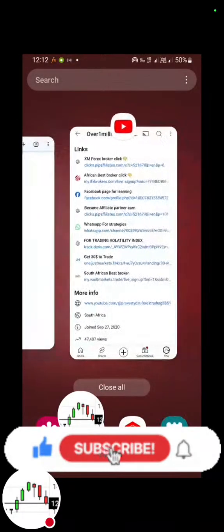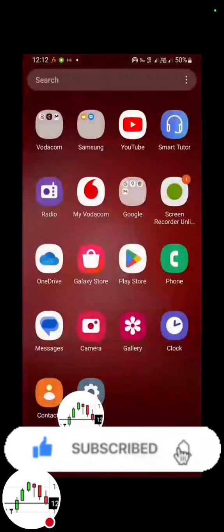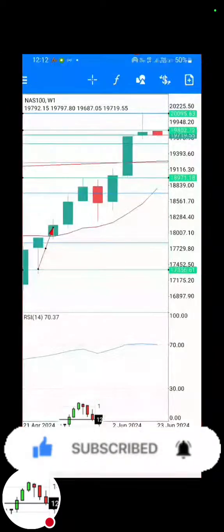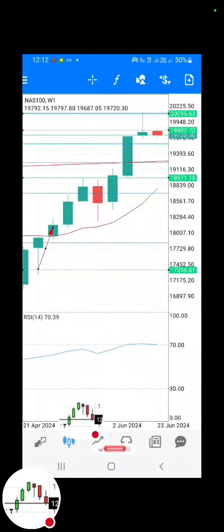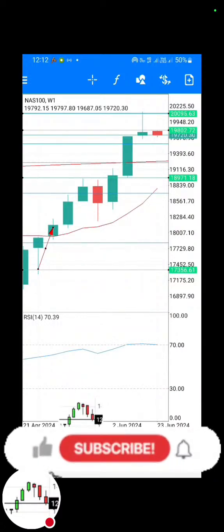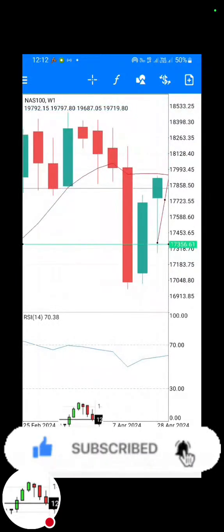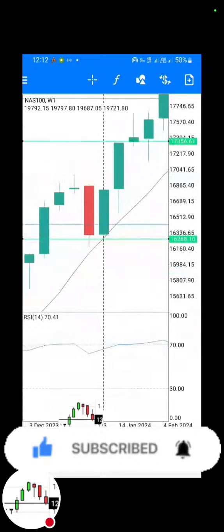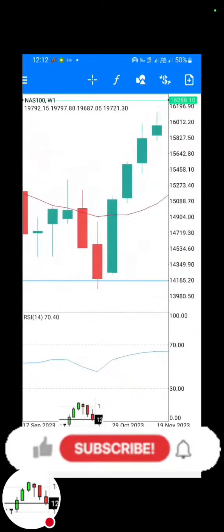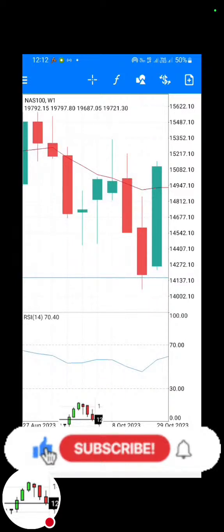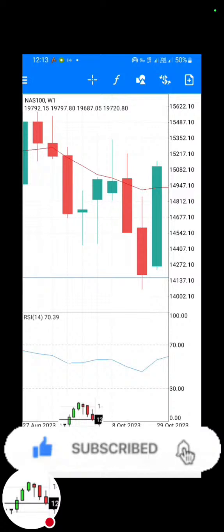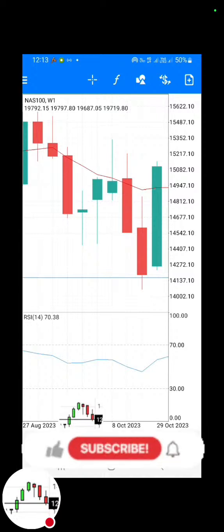Go back to our MetaTrader. Okay, this is my MetaTrader again. I'm going to talk about another important candlestick pattern that you can use in order to become a successful trader. Actually, let me show you this pattern. Yes, this kind of pattern, guys. It does happen in any market, actually, the Nasdaq market, Forex market. It's called a bullish engulfing candlestick.